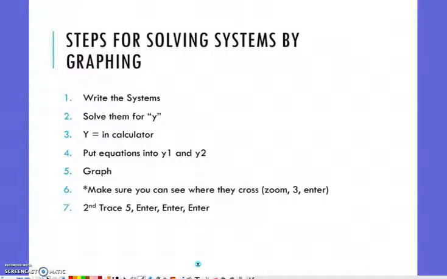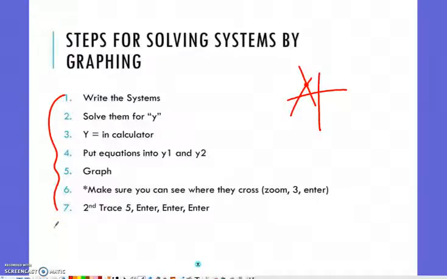So, steps for solving systems by graphing. Now, if you have a graph, like, don't draw this, but if you have a graph and you can see the lines cross here, you can see the solution. But a lot of times they just give you equations and you have to put them into the calculator. So, here are your steps for this. Pause and write them down, please, but all these steps need to be written down.